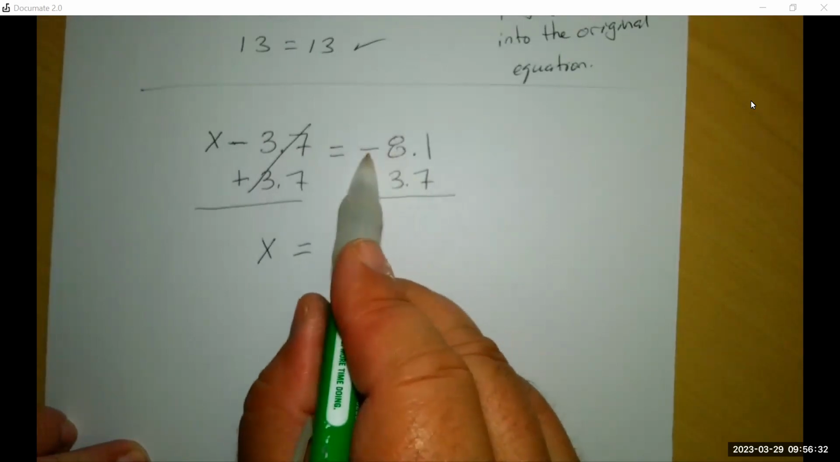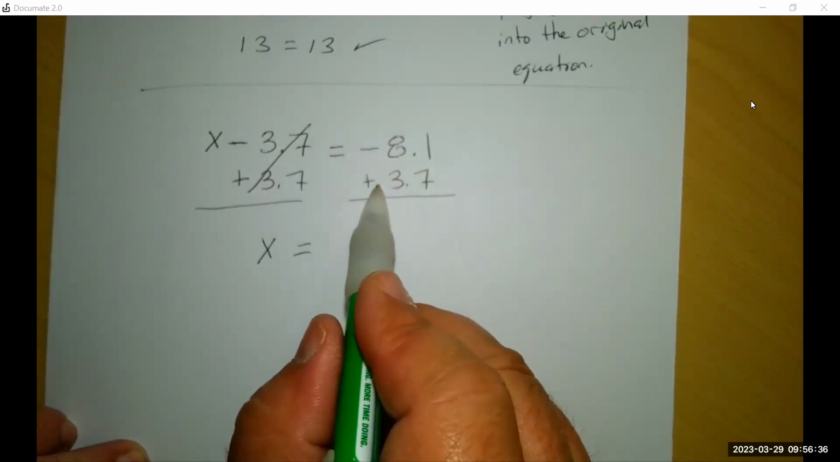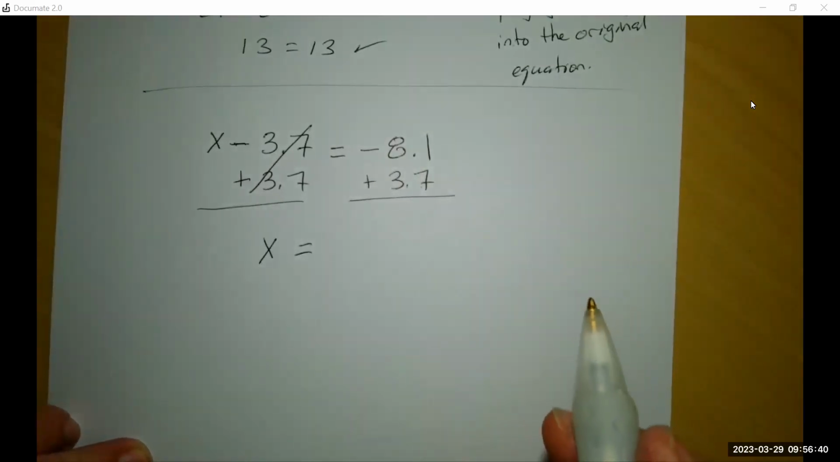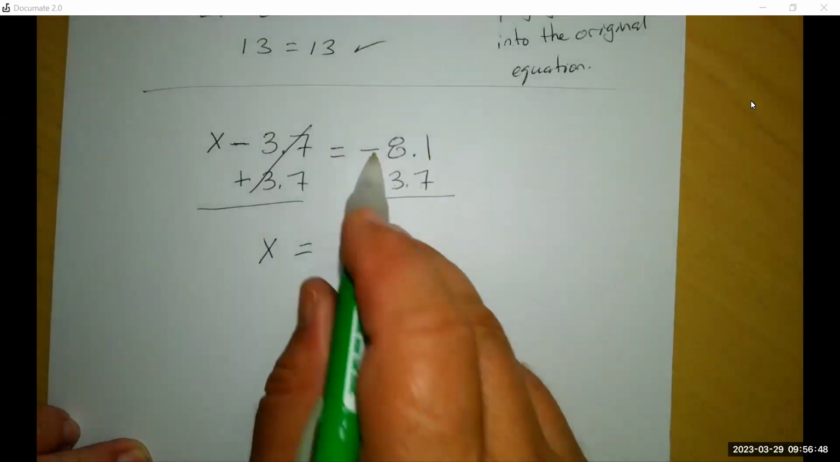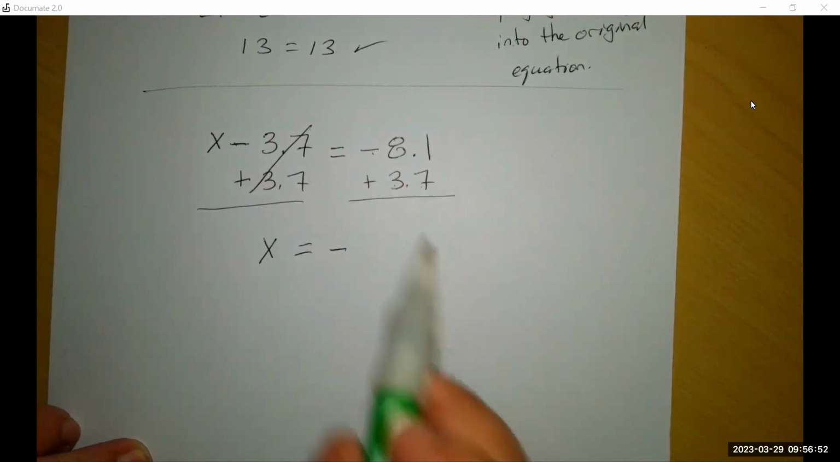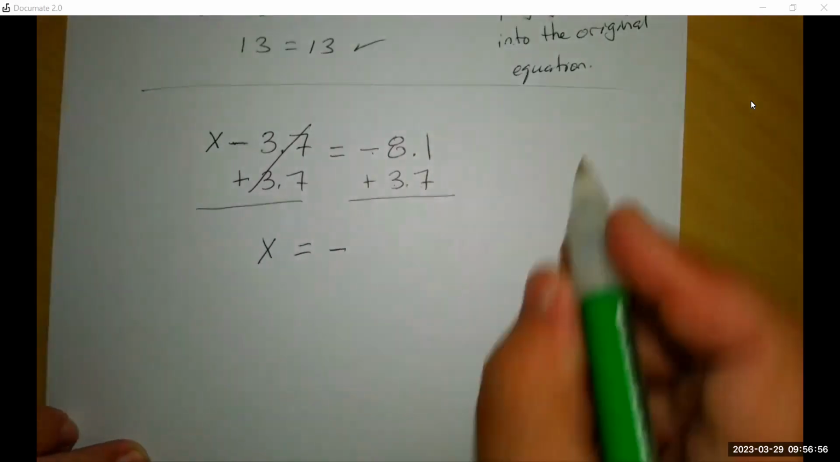On the other side, 8.1 is negative and 3.7 is positive. How do we do this part? Is the answer going to be positive or negative? Why? Because 8.1 is bigger, the answer is going to be negative. True. If the signs are different, take the sign of the larger and then subtract the numbers.